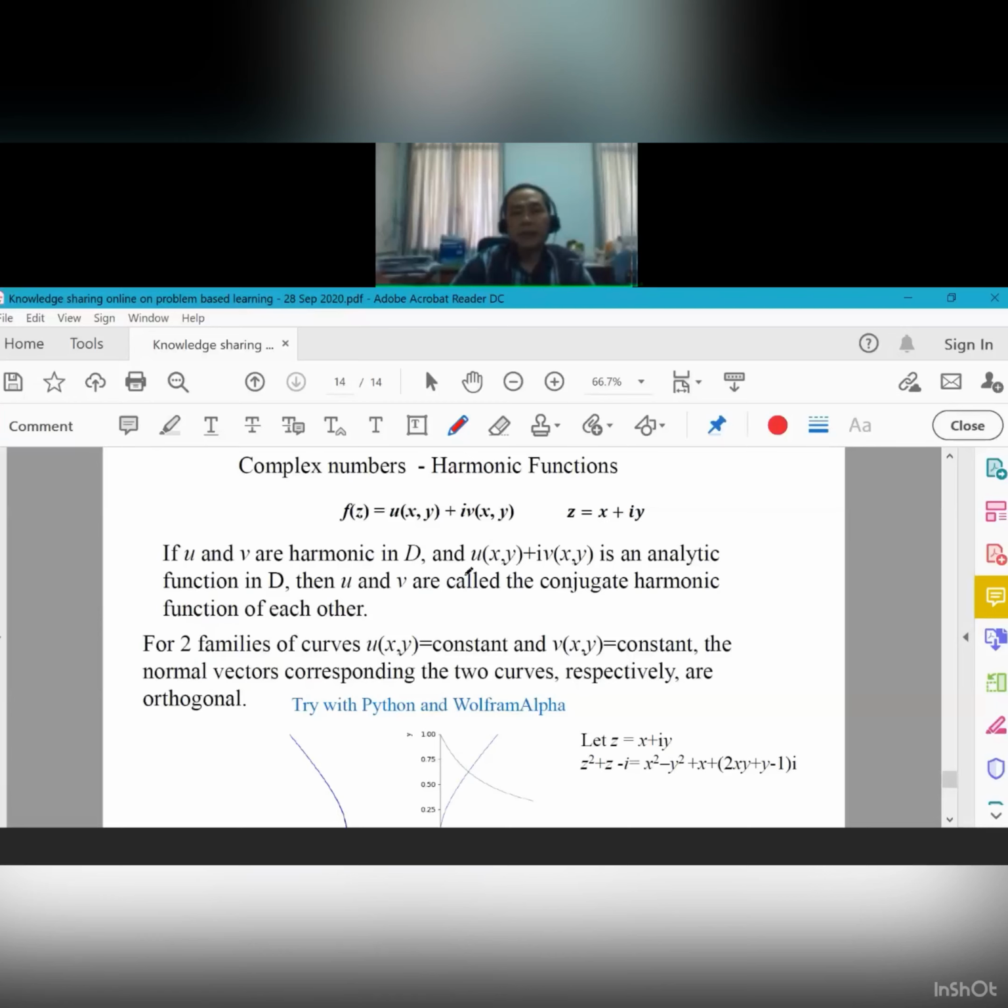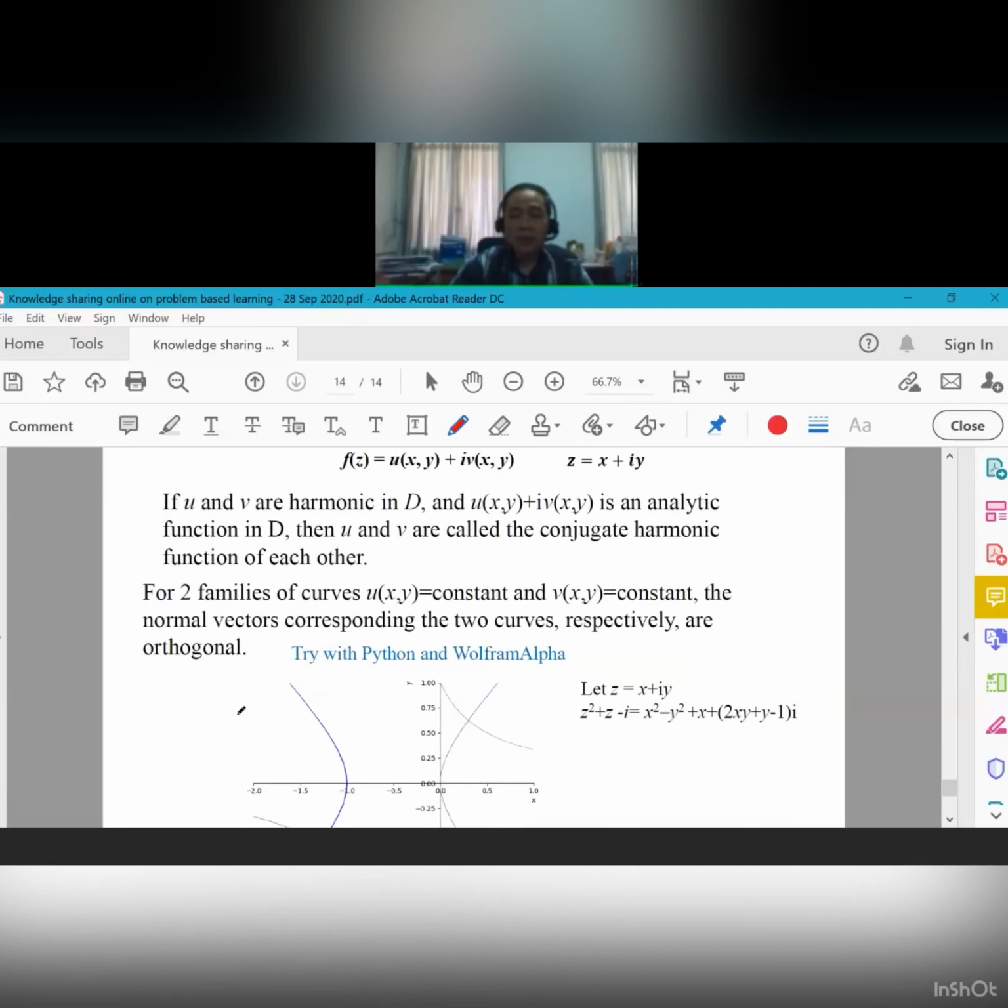Actually, in my math method 3, we talk about complex numbers, and there is some theory about the harmonics. When two terms are analytic, the normal vectors corresponding to the two families of curves are orthogonal. So we try to highlight to them the meaning of orthogonal. The first thing is we try to show them some programs. Okay, let me show you the programs.